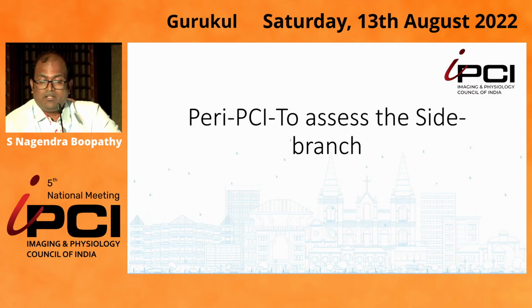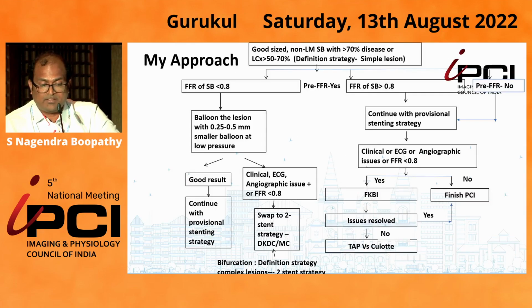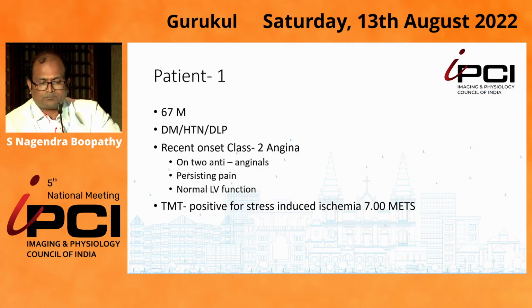So peri-PCI, what is the role of FFR in side branch assessment? This is the algorithm that I follow in my practice. On the left side, I do an FFR to a side branch before intervention; on the right side, I do FFR after putting a stent. Patient 1, a 67-year-old diabetic, recent onset class angina, persisting pain, positive for ischemia at 7 minutes.